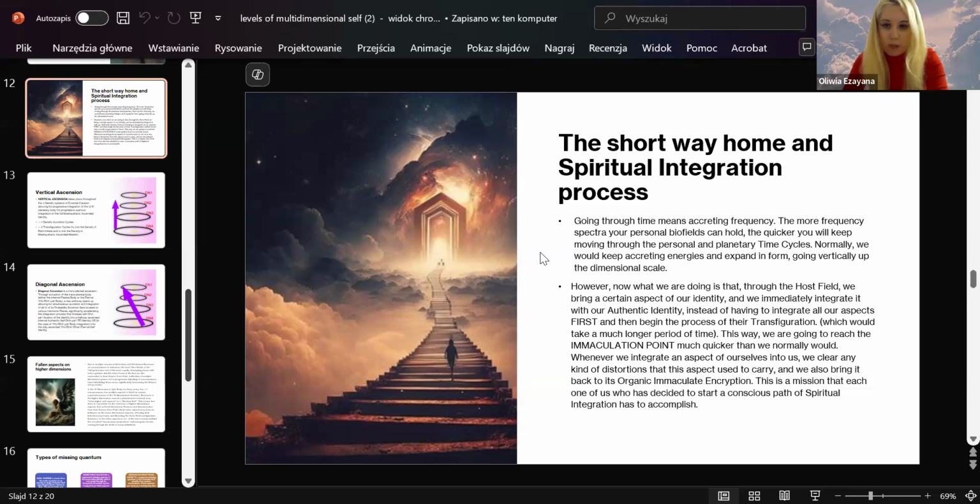However, now what we are doing is that through the host field, we bring a certain aspect of our identity, and we immediately integrate it with our authentic identity, instead of having to integrate all our aspects first and then begin the process of their transfiguration, which would take a much longer period of time. So the moment you bring those aspects, they are immediately transfigured into the structure of either the plasma or the urea body quantum. This way, we are going to reach the immaculation point much quicker than we normally would.